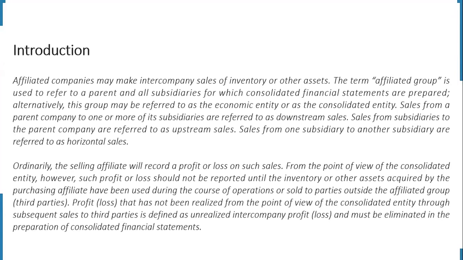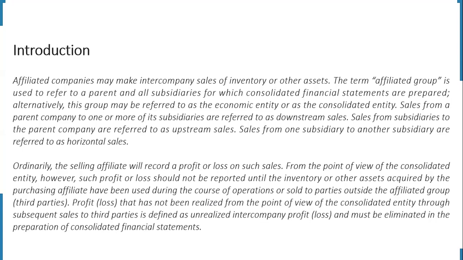Sales from a parent company to one or more of its subsidiaries are referred to as downstream sales. Sales from subsidiaries to the parent company are referred to as upstream sales. Sales from one subsidiary to another subsidiary are referred to as horizontal sales. So this time we have the term downstream sales, that's from a parent to one or more of its subsidiaries. Then we have upstream sales from subsidiaries to the parent. And horizontal, if you have from one subsidiary to another subsidiary. Now take note of these terms.